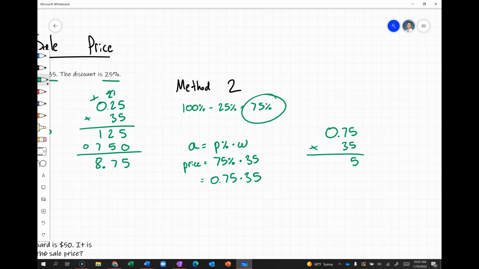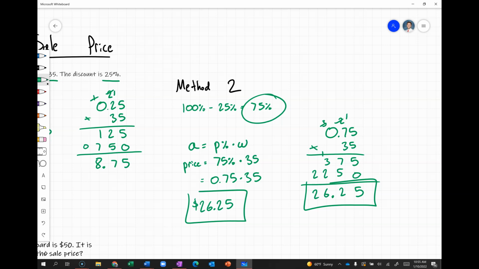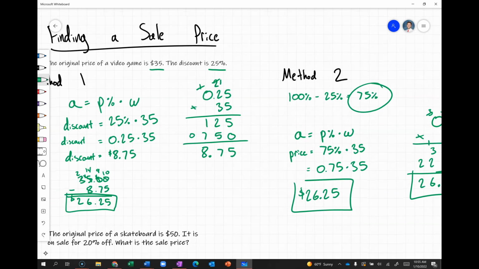So 5 times 5 is 25, 5 times 7 is 35, plus 2 is 37. 3 times 5 is 15, 3 times 7 plus 1 is 22, and sure enough, we get 26.25. So either of these methods works, and you can use whichever one makes more sense to you.